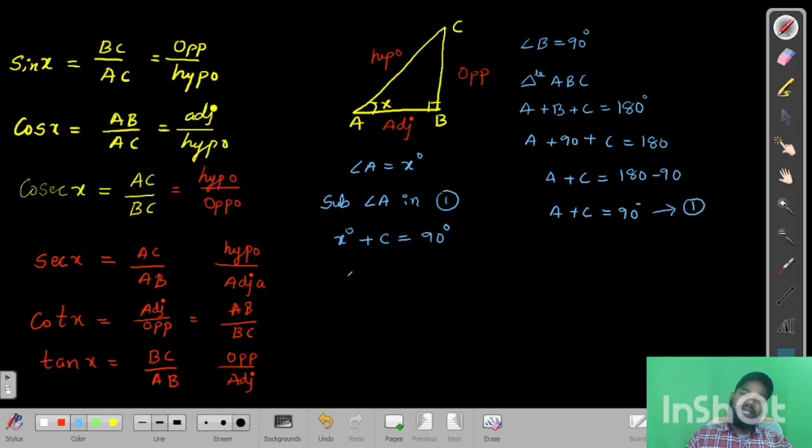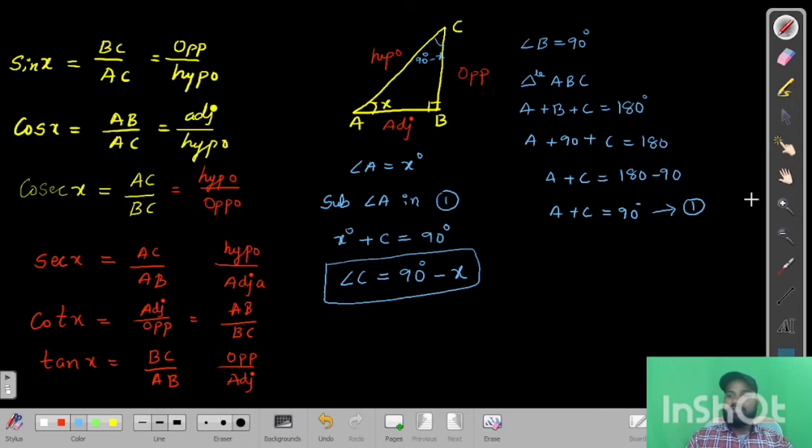Now angle C equals 90 degrees minus x. Understood? So I explained all this. Why? Because of this one only. This is the important thing here. So what is angle C? Angle C is nothing but 90 degrees minus x. This part is 90 degrees minus x.